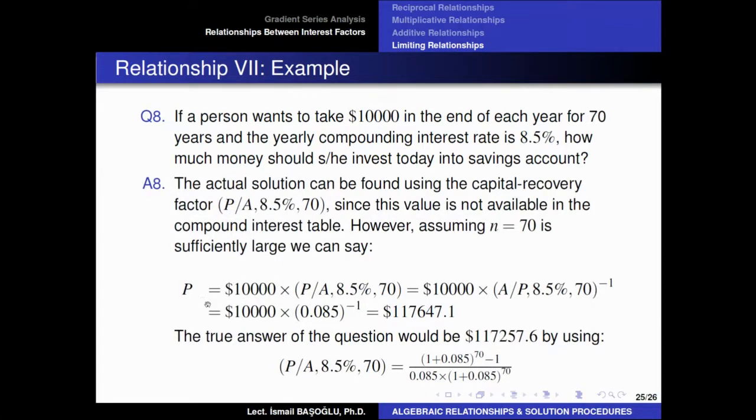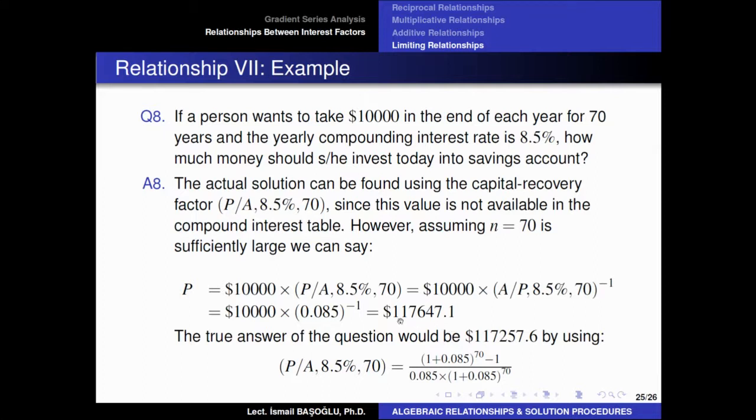Now, how can we calculate that value? We can multiply the installment size $10,000 with a uniform series present worth factor for 8.5% interest for 70 years. And that value, P over A, is equal to the reciprocal of A over P under 8.5% interest rate for 70 years. So we are going to take the power of -1 for that value to calculate the uniform series present worth factor. According to the limiting relationship that we have just explained, for a sufficiently large number of years, which is 70 here, and can it be assumed as sufficiently large? Now we'll see if it can be assumed or not. Now we are just going to take that value as 0.085, which is the decimal interest rate. So we will assume that the limiting relationship may apply here.